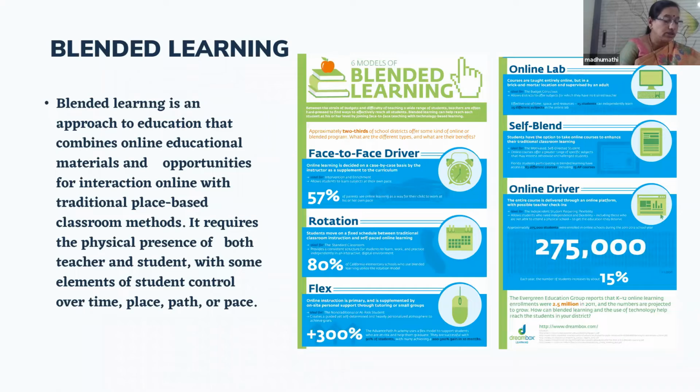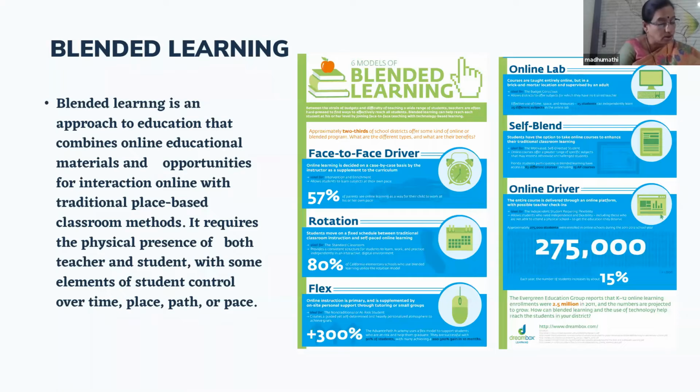Then the third model is the flex model, where it is completely online and the teacher is only a facilitator. The teacher will help wherever they require, give them links, give them the sources, and the student will go online. They have flexibility because, anytime, anywhere, even if they're traveling, they can complete their work. And so this has got plus 300% results.